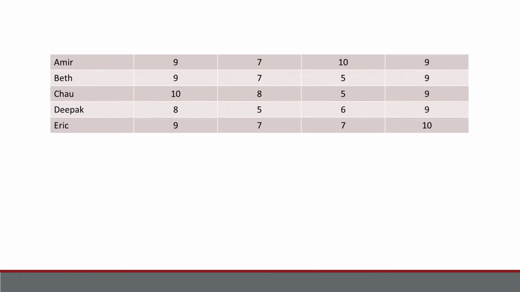We have 5 people and facts about them, their homework grades. This is data. So let's put this in a table, where each row represents a student and each column represents a fact.